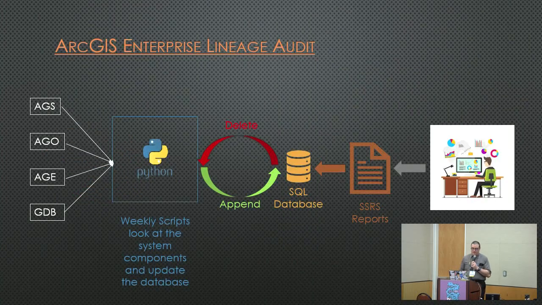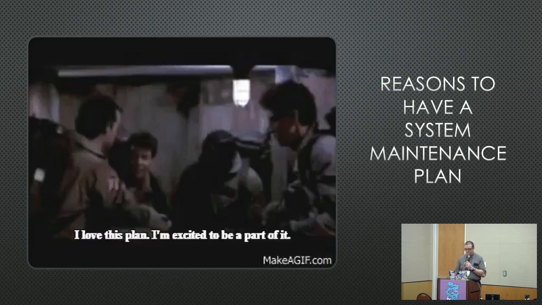I'll just show you in diagram form. So we have all our components on the left there. And then we have used Python to inventory all of those components and gather information about them. Then the Python scripts update a SQL database, and then we've made some SSRS reports to view that data, and then we use that information as part of our maintenance.